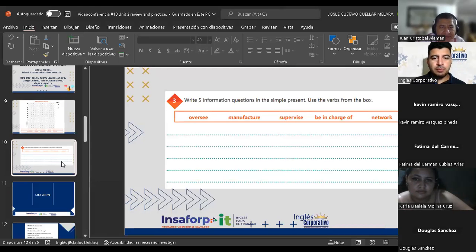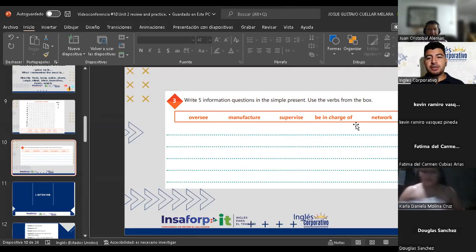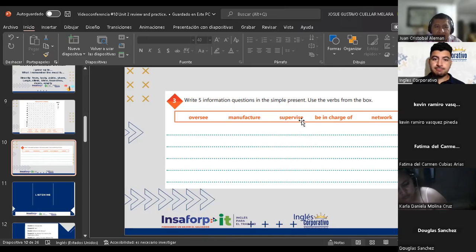And let's see, what do we have here? Here we have some words, for example, oversee. It's a synonym for supervise. Manufacture, supervise, be in charge of, network. It says, write 5 information questions in simple present. Use the verbs from the box. Maybe you can mention one question using this word in present, utilizando estas palabras en presente. Okay, I'm going to give you 1 minute. Try with the word that you consider easy: supervise, be in charge of, manufacture. Then I'm going to ask you if you're ready about your question.